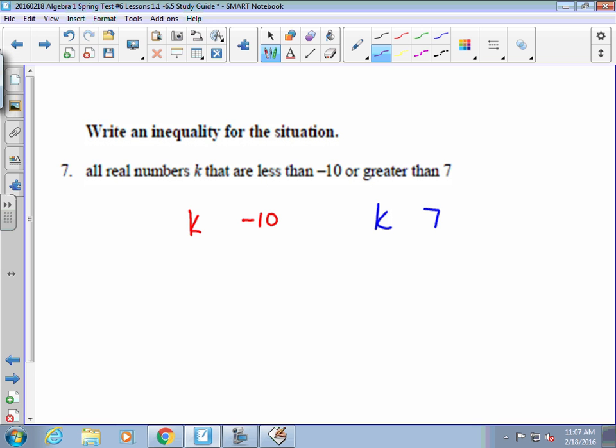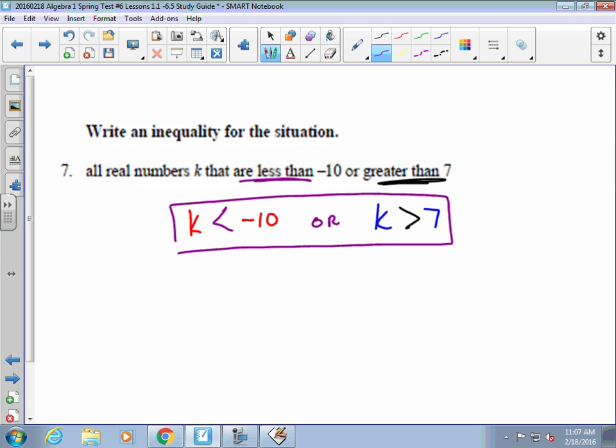It says k that are less than negative 10. So k is less than negative 10, or k is greater than 7. Again, an or inequality is simply going to have the word or in between, both of them written side by side. K is less than negative 10, or k is greater than 7.